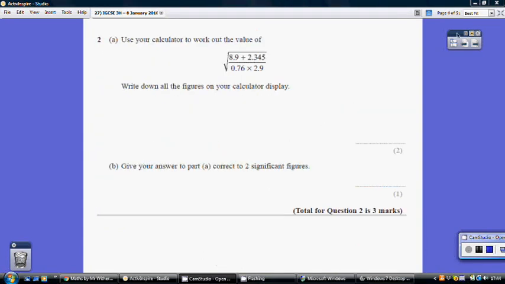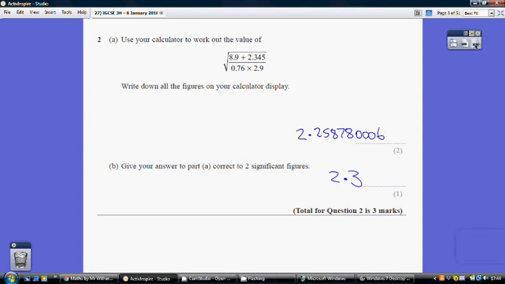Question 2. So do as instructed. You also use your calculator to work out the value of this. And make sure you use that fractions button, which is the third one down on the left on most calculators. It's got the white rectangle divided by the black rectangle. Just do square root and then open up that fractions button.